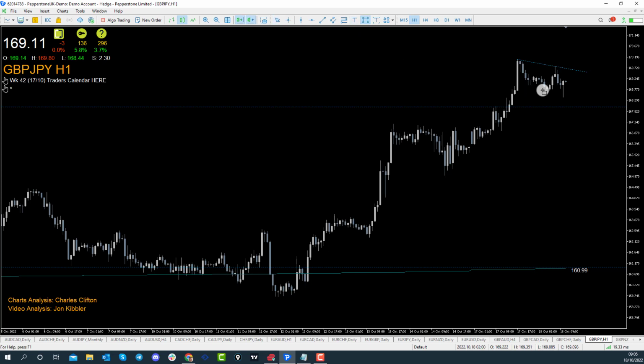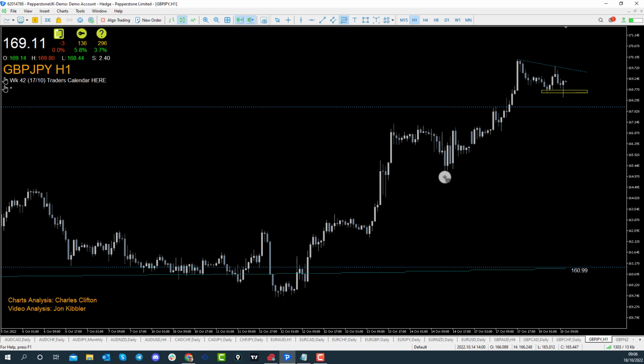We could see the fact that price has found support here as a factor as well. Alternatively, you could wait a little bit longer, see if price would pull back to the 168 handle, which could give you an opportunity because it's previous structure highs as well as an area of support.